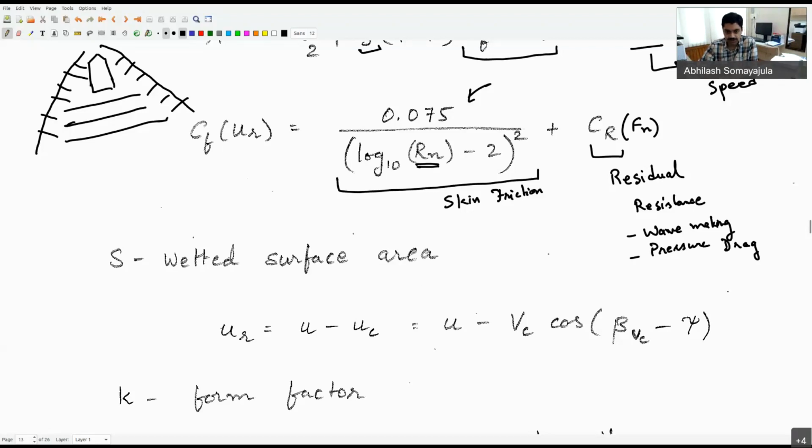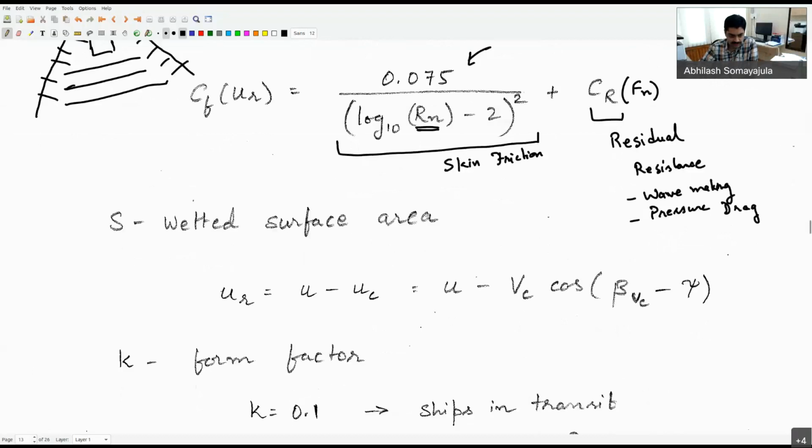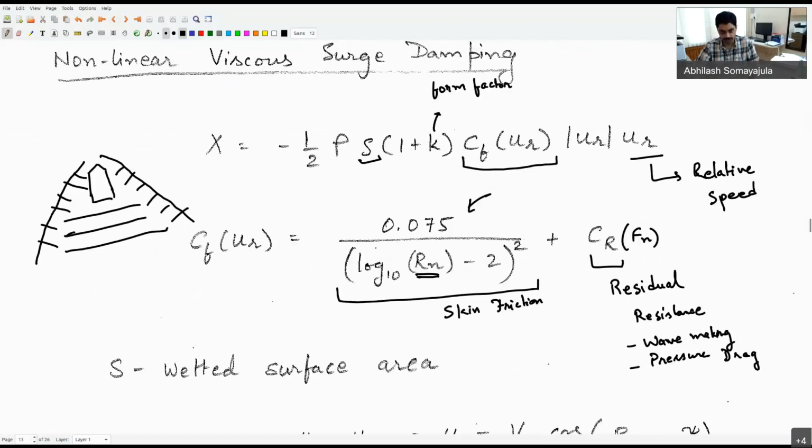All right. So the next part is this form factor for typical ships, which is close to 0.1 when the ship is in transit. But if you're looking at dynamic positioning operations, which are at a much lower speed, this form factor comes down to about 0.25 or so.